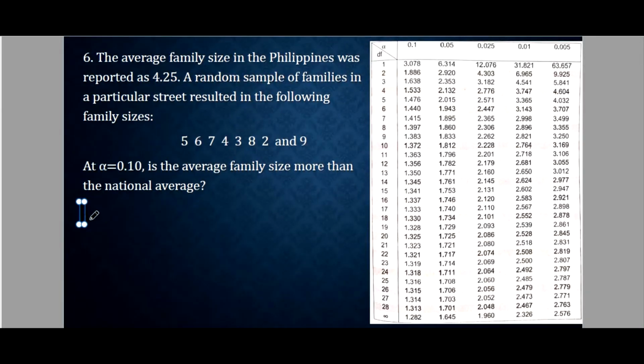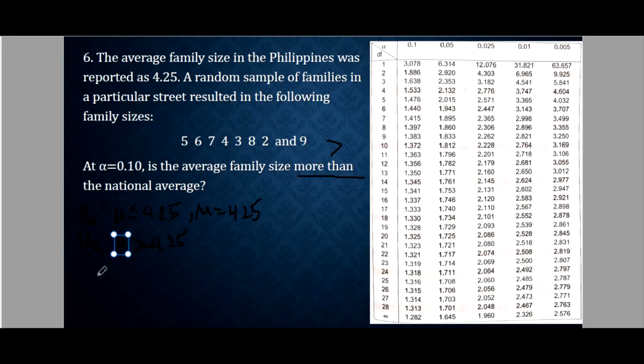Now let's start with the alternative and null hypothesis. Is the average family size more than? So it uses the symbol greater than, meaning this falls on our alternative hypothesis. The national average is 4.25, so greater than 4.25. The null hypothesis, of course, is the opposite, less than or equal to 4.25, or you may simply use the equal sign. So either of these two.